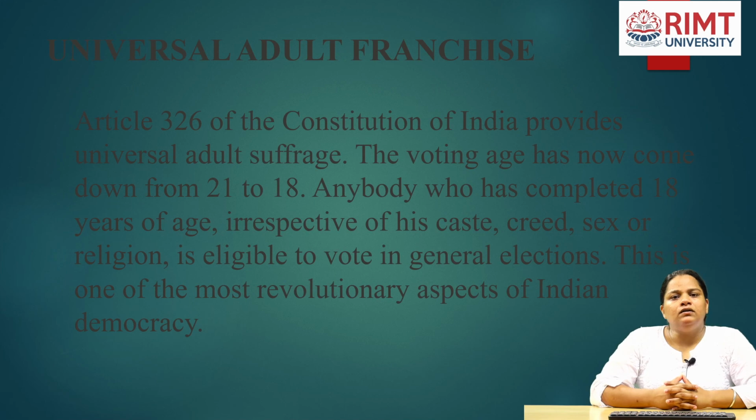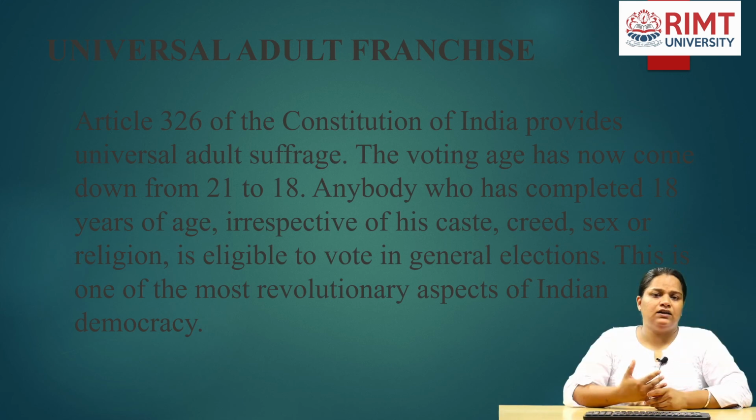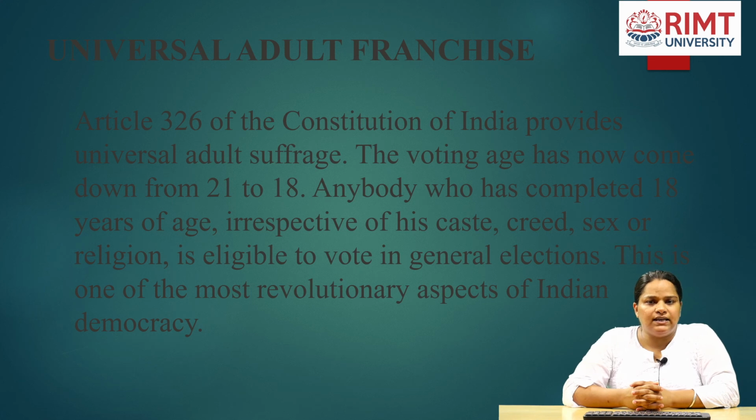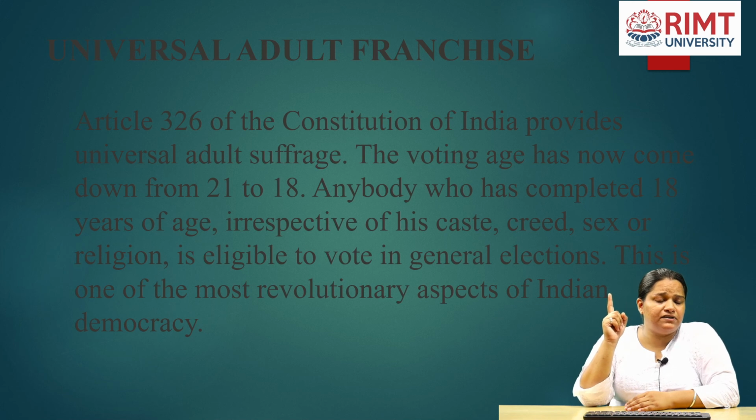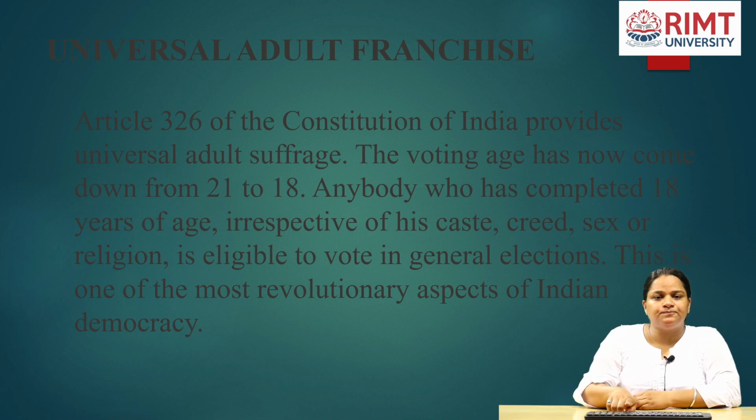Moving forward, another important feature of Indian constitution, which is universal adult franchise. It is the power of the Indian citizen. Article 326 of Constitution of India provides universal adult suffrage. The voting age has now come down from 21 to 18. Anybody who has completed 18 years of age, irrespective of his caste, creed, sex, religion, is eligible to vote in general elections. This is one of the most revolutionary aspects of Indian democracy.